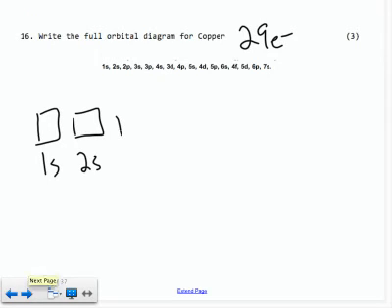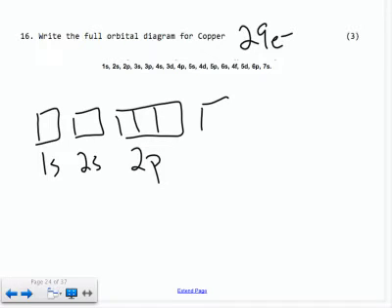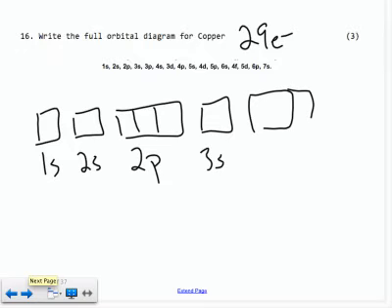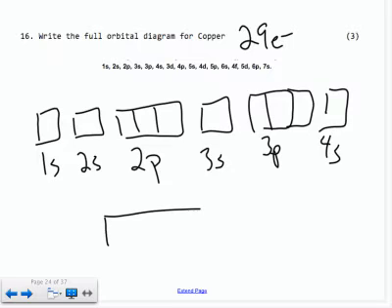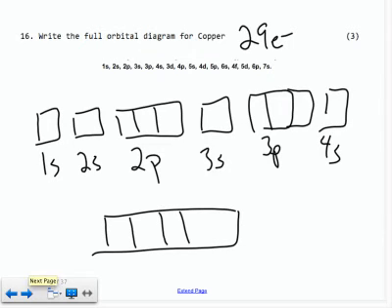1s, 2s, 2p has 3 orbitals, and then 3s, 3p, 4s, 3d. Okay, so we're going to fill these up.